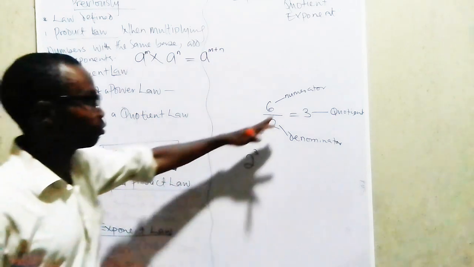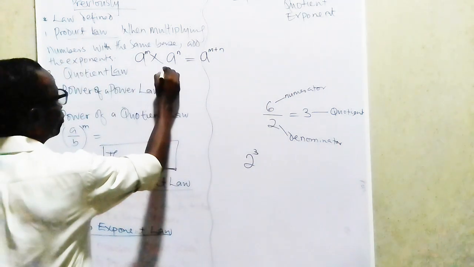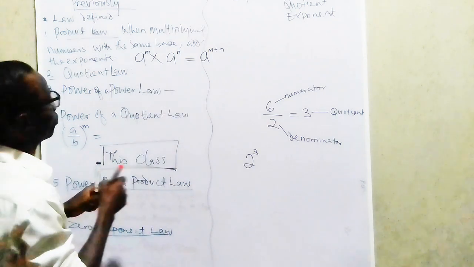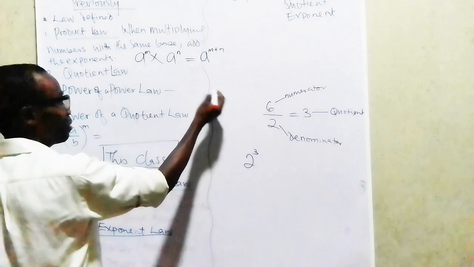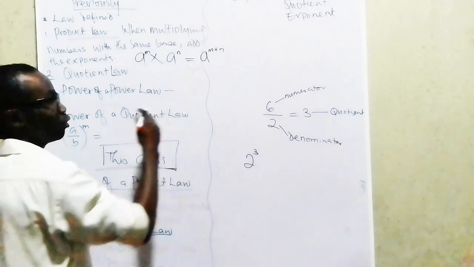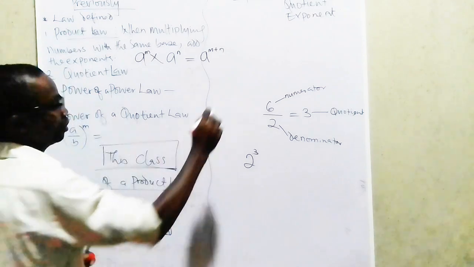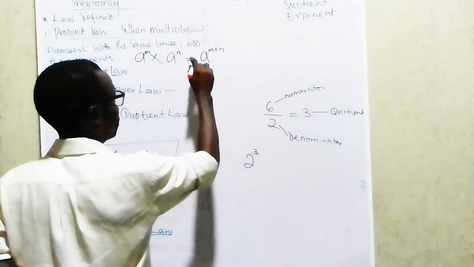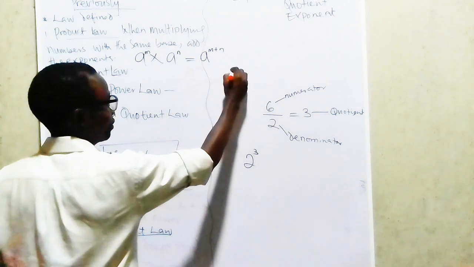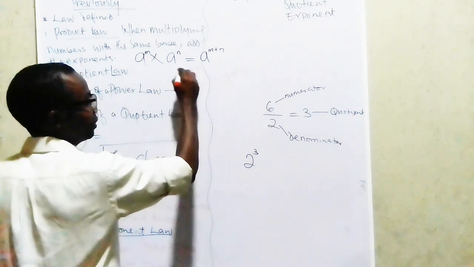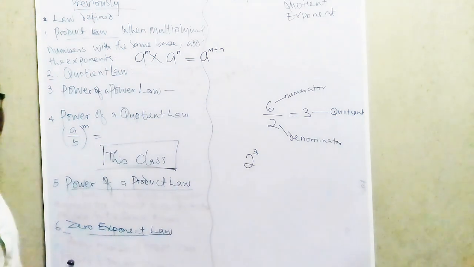Now the second one, we're still doing the recap, is the quotient law. The quotient is where one number divides the other. So it says that when you have A divided by A, but this one is raised to power M and this is raised to power N, what you do is use a single base A, but subtract the powers, the exponents, that's M minus N. This is what it is saying. That is the quotient law.